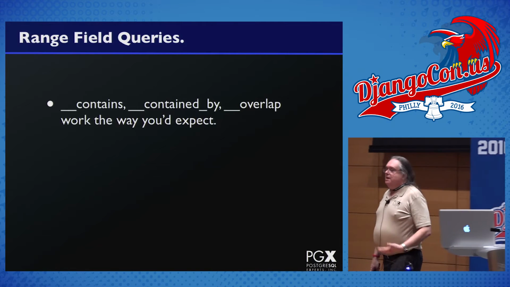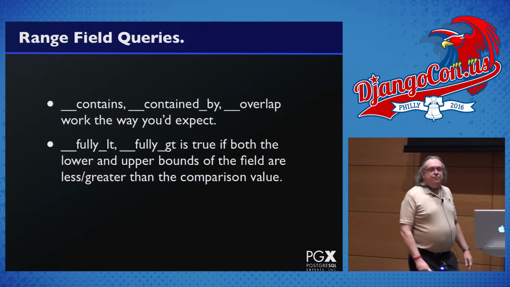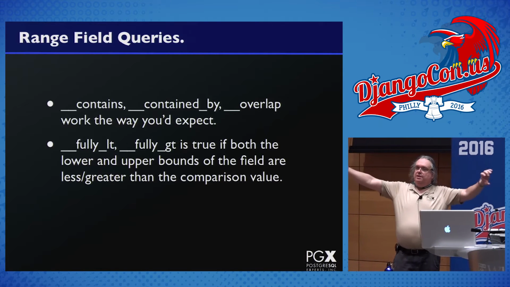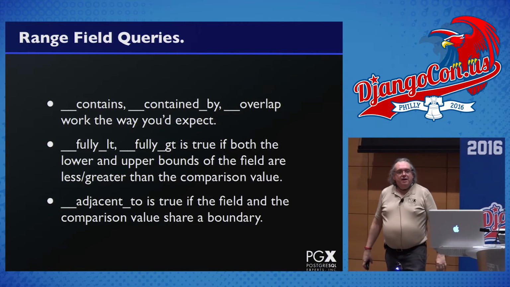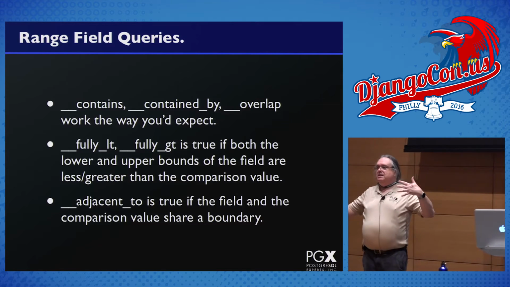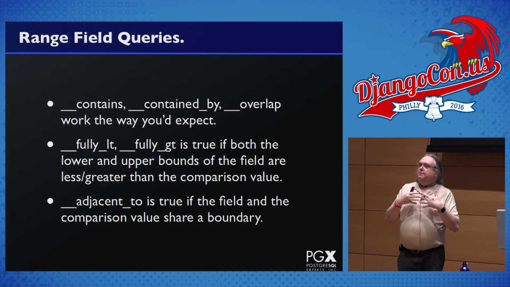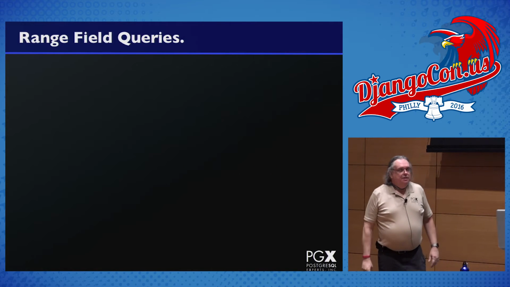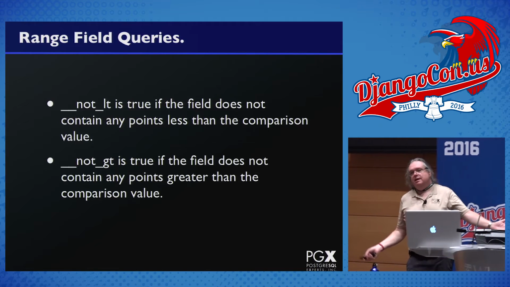You can do contained by, and overlaps. They work pretty much the way you'd expect. You can also do fully less than, fully greater than, so if they're completely disjoint one way or the other, he said, gesturing wildly. And adjacent to means that they bump up against each other exactly. There are no values missing between them. And then not less than, not greater than, kind of work the way you expect.